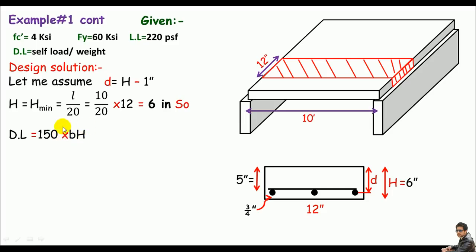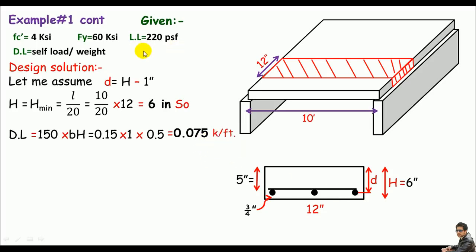So I can get the dead load equals 150. To convert 150 into kips, we just divide this by 1000. We can get 0.15 times the breadth, which is given 12 inches or 1 feet, times the height, which is given 6 inches or 0.5 feet. So we can get the dead load equals 0.075 kip per feet.